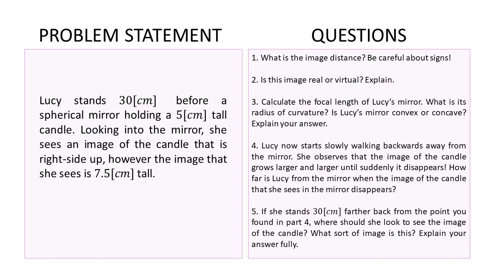We also want to know, if Lucy starts to slowly walk backwards away from the mirror, and the image of the candle grows larger and larger until it finally disappears, how far away is Lucy from the mirror when the image of the candle that she sees in the mirror disappears? And then part 5 is, if she stands 30 centimeters further back from the point that we found in part 4, where should she look to see the image of the candle? What sort of image is this?